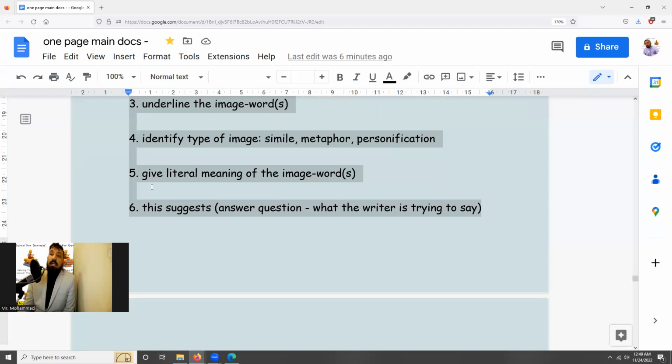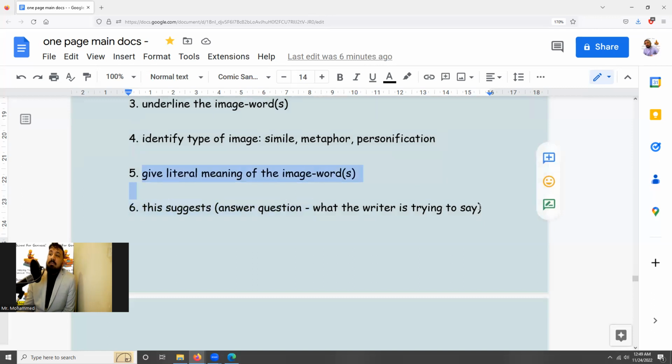Okay, and you'll notice it is almost like word choice, where you have a connotation and then you use the connotation in your answer. So here you give the definition, the basic meaning, the literal meaning of the word, and then you use that in your answer when you're doing the this suggests to explain what the writer is trying to get at, basically. What he's trying to say.